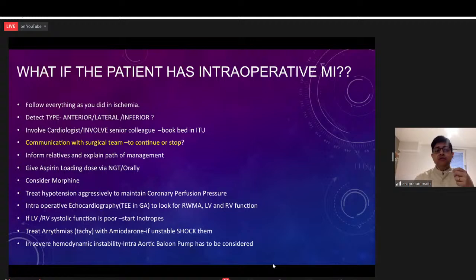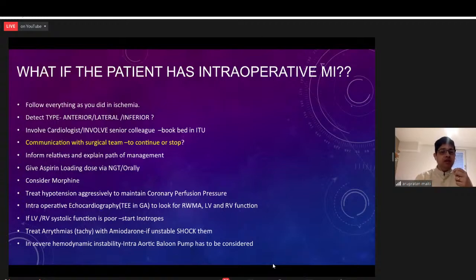Give aspirin loading via NGT. Consider morphine. Treat hypotension aggressively to maintain coronary perfusion pressure, with fluids and initially with vasopressors. Intraoperative TEE will be preferable to look for RWMA, exactly how the ventricular function is, LV and RV, and whether there is any MR or not. Everything has to be looked at by echo.